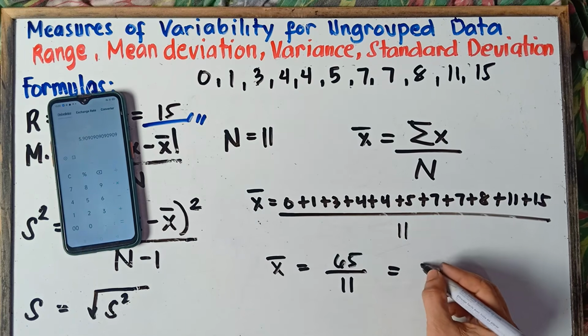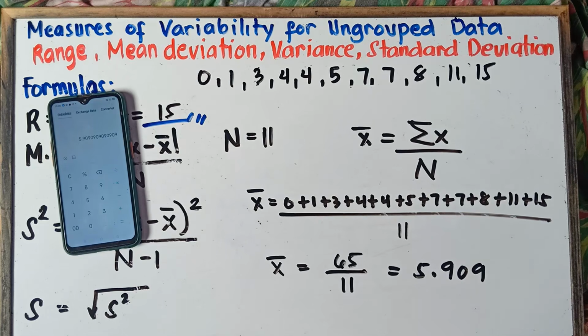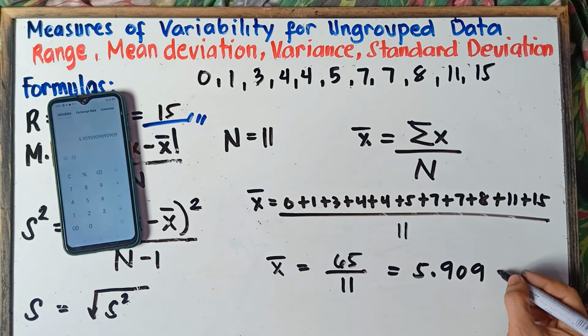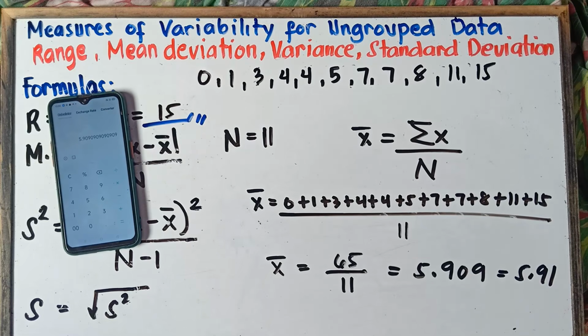5.909. So we need to have at least 2 decimal numbers. So after 0, that is 9. So this will be approximately equal to 5.91. Once again, class, we need to have at least 2 decimal numbers.